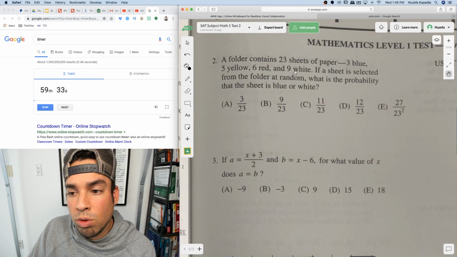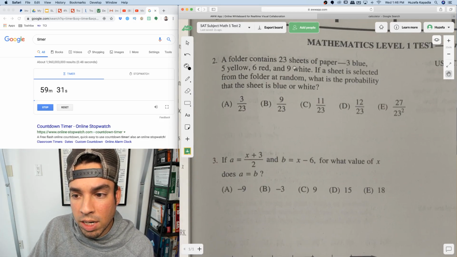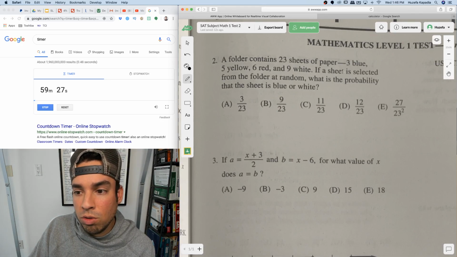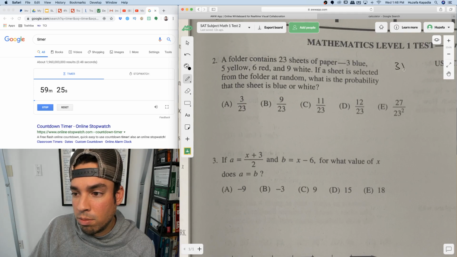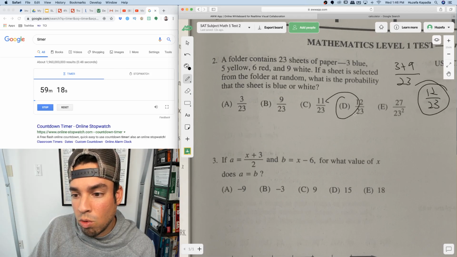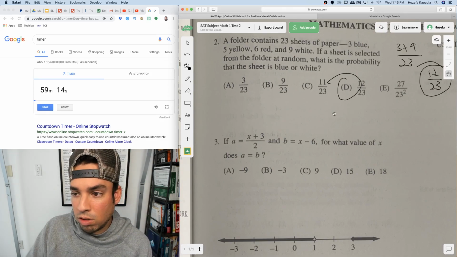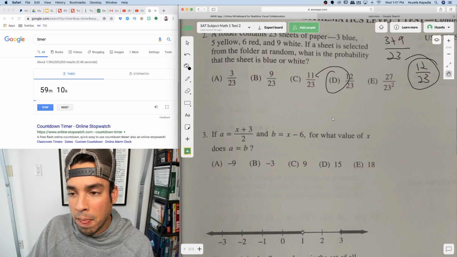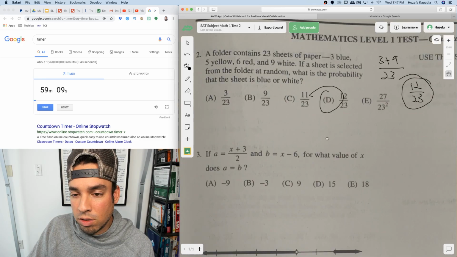A folder contains 23 sheets of paper: 3 blue, 5 yellow, 6 red, 9 white. If a sheet is selected from the folder, what is the probability that the sheet is blue or white? So we take blue and white, which is 3 plus 9 out of the total 23, so it's 12 out of 23. For 'or' we're always adding, and for 'and' we're multiplying, but we can't do that in this case with one draw.